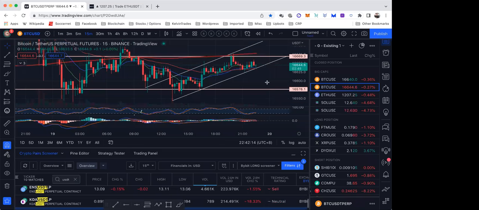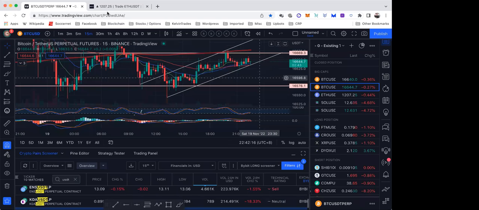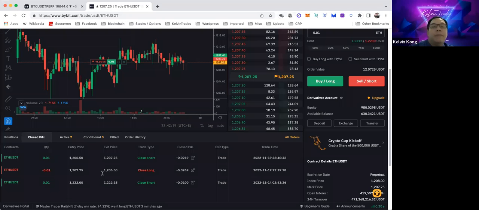Right. And does it charge more fees or anything like that? Or is that just the same? It's a market order. Okay.